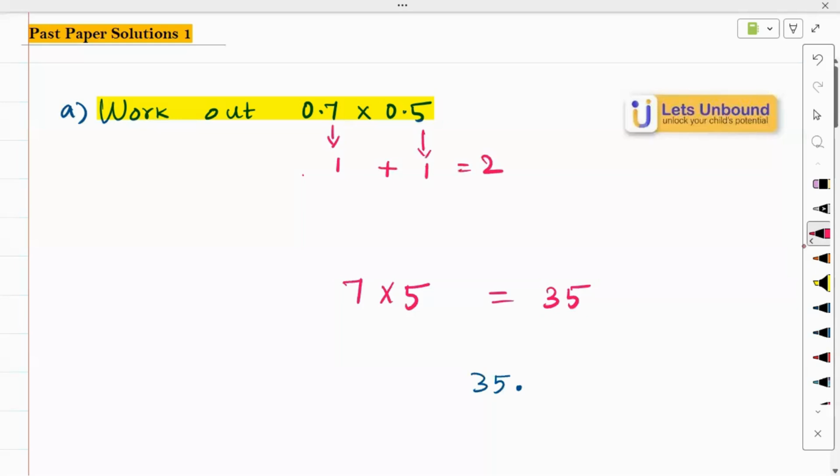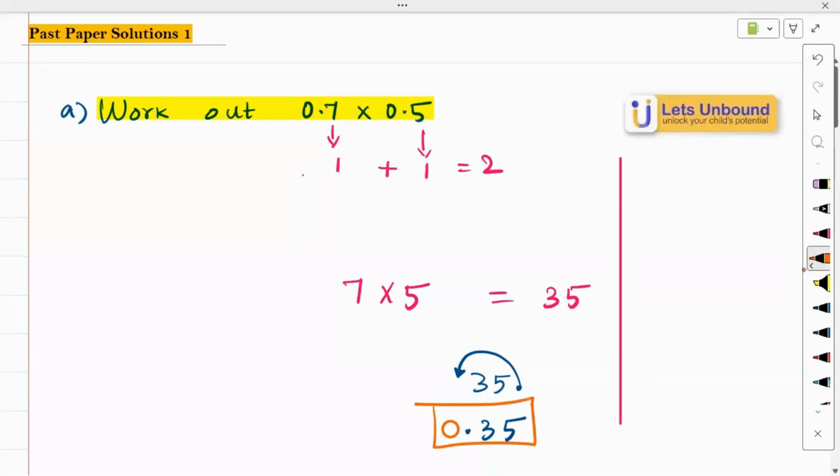So the decimal should move 2 places, and it always moves left when it is a multiplication. So I'm moving it 2 places in the left direction. It stops here, 0.35. To make it the best answer, put a 0 here because no whole number can be represented in this way. So 0.7 times 0.5 is 0.35. That's simple. We completed the first one.